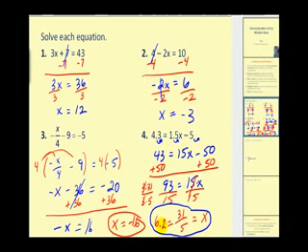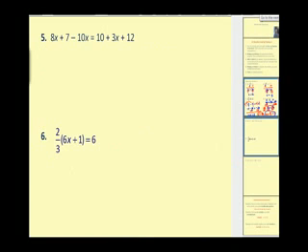Let's go ahead and take a look at a few more. Now before we start to solve this, we can see that there are some like terms on the same side of the equal sign. So let's take a look at the left side first. 8x minus 10x would give us a negative 2x plus 7. And on the right, we have two constant terms, and 10 plus 12 would give us 22. So on the right side, we have 22 plus 3x.